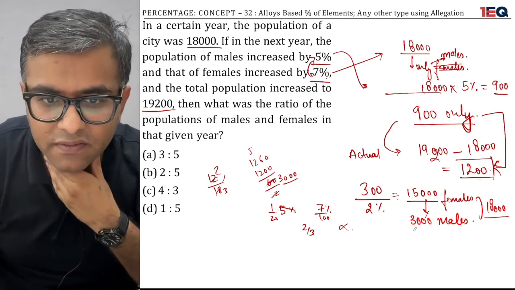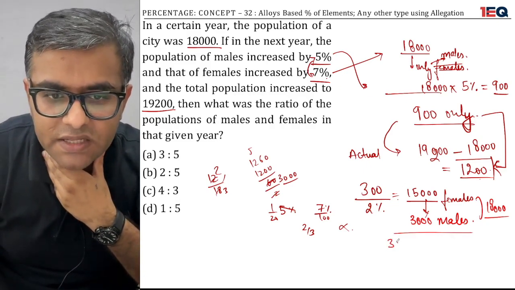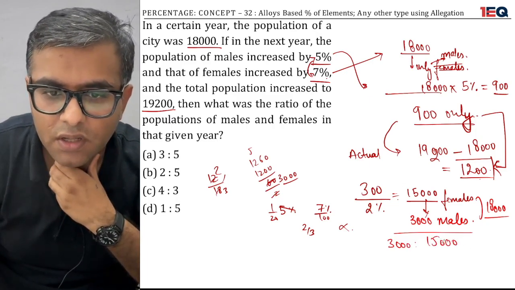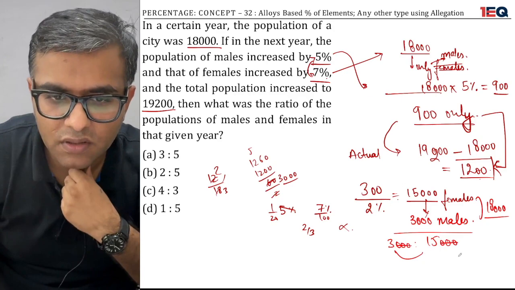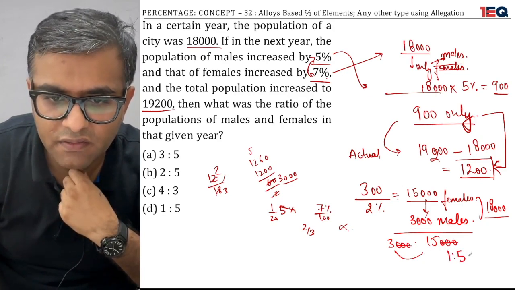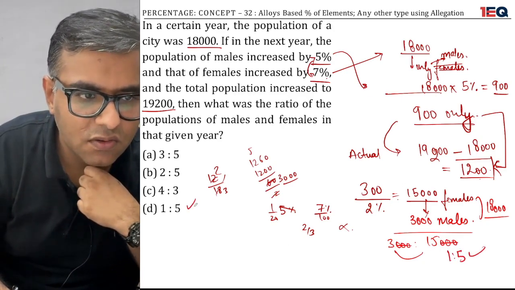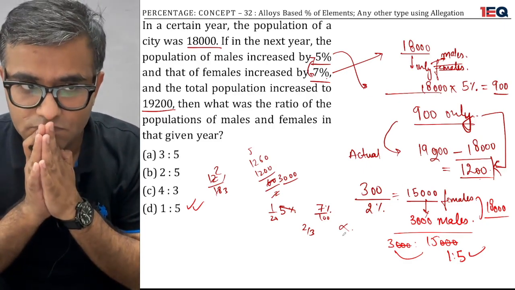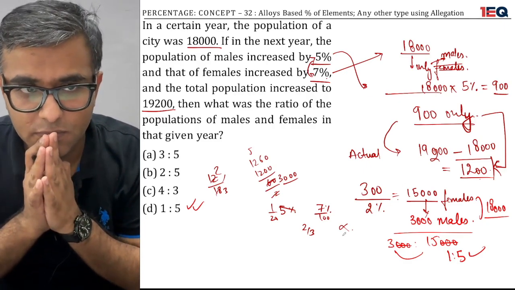So, as we have these numbers available, the question asked is 3000 versus 15,000. The 3 and the 3 go away. 3 is to 15 is 1 is to 5, and 1 is to 5 is the answer over here. Okay, this is where we end percentages.